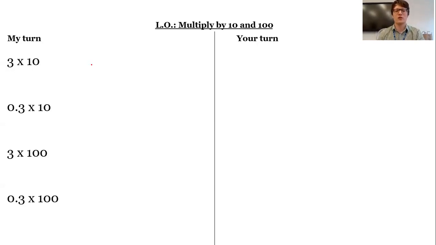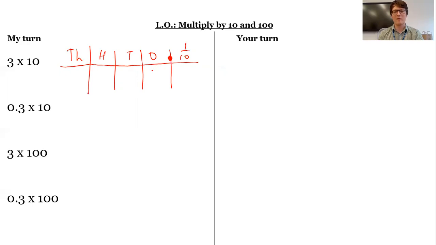So a really good thing to draw if you're not sure about what's going on is to start by drawing some place value chart. So I'm going to include my tenths, so see I've got some tenths here. So I've got my ones, tens, hundreds, and maybe I'll add another column as well, thousands. So if I put 3 in my ones column, when I times by 10, remember, I'm getting 10 times bigger, so I move one column this way.